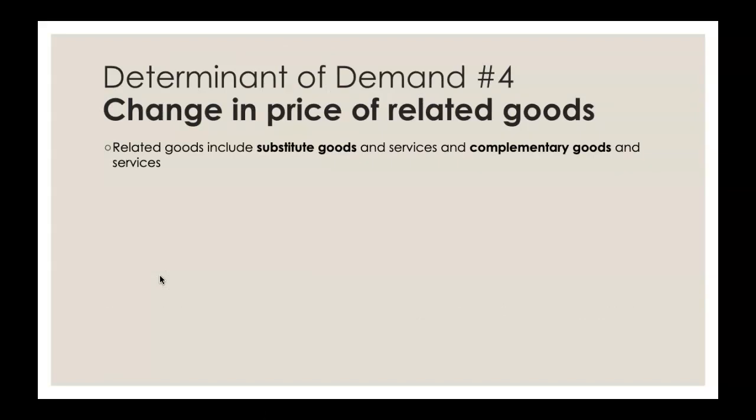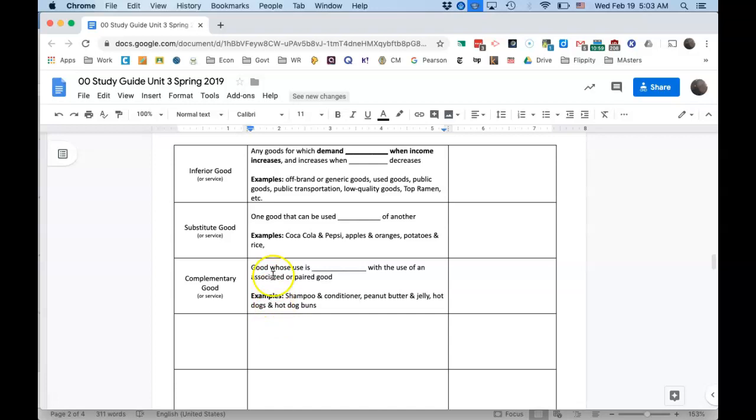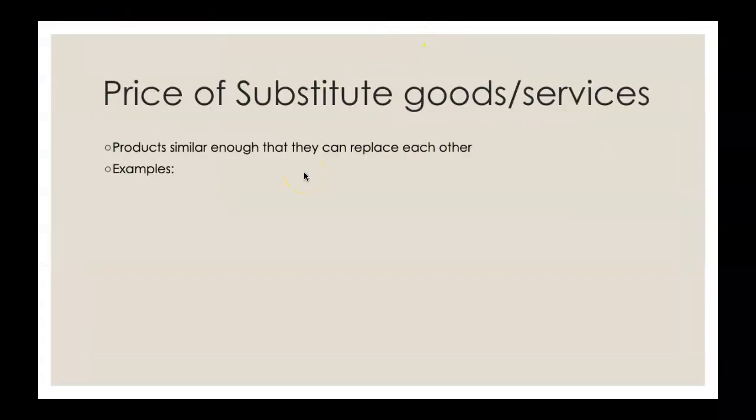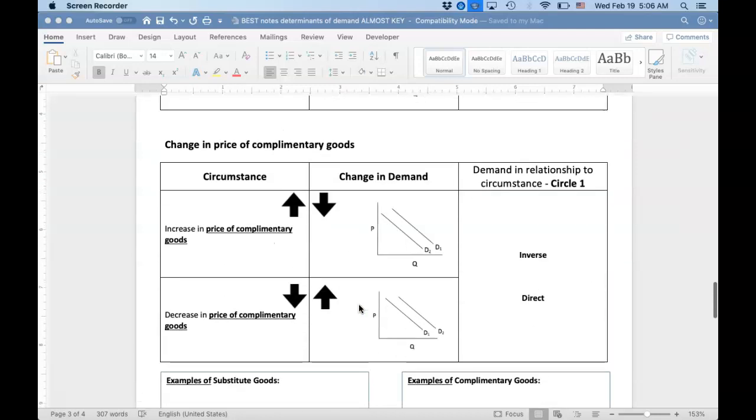Next determinant of demand. Change in price of related goods. Related goods include substitute goods and complementary goods and services. So let's see here. I believe, yes, substitute good and complementary good, you need to get that information there in your study guide as we go through these. So substitute goods, let's start with that. So these are products similar enough that they can replace each other. So put that in your study guide, and then the examples will go down in the bottom of this cheat sheet.